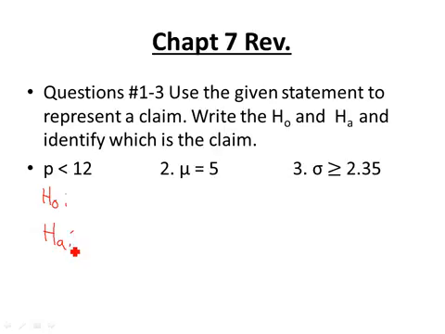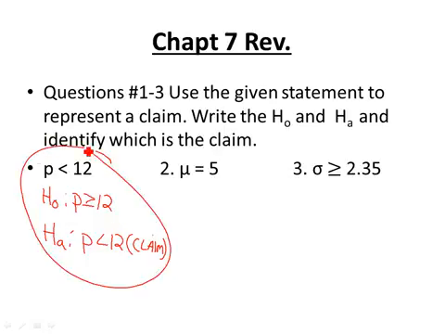Can this be the H0? No, it's got to be the HA, so we put that down here as our HA. Also write that's the original claim. H0 is going to be the complement of that, or sort of the opposite of that. So instead of less than, it's going to be greater than or equal to 12. That's your answer for that first one.